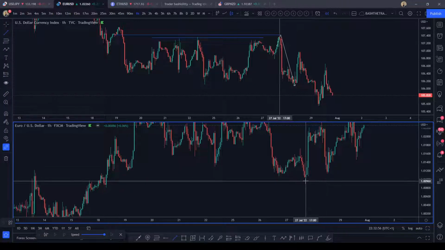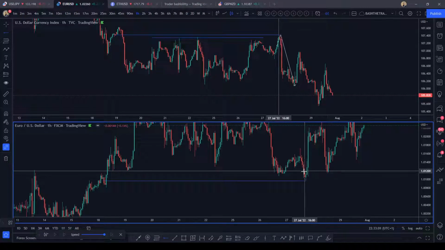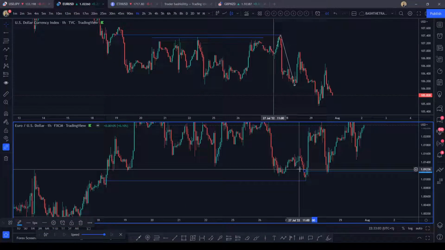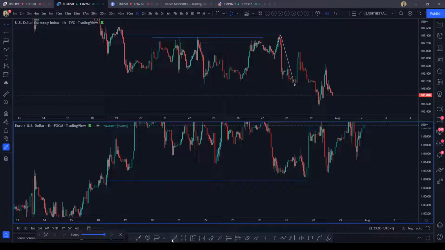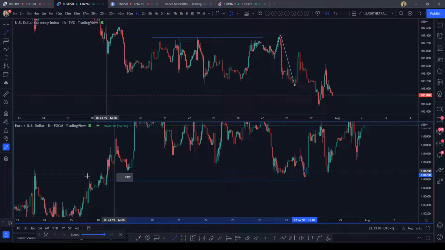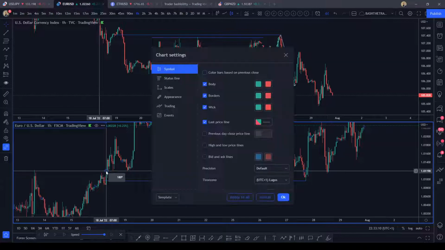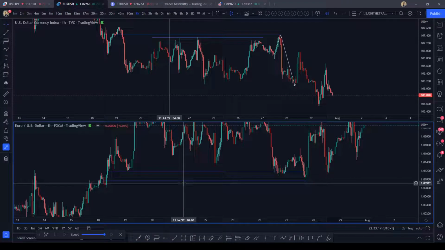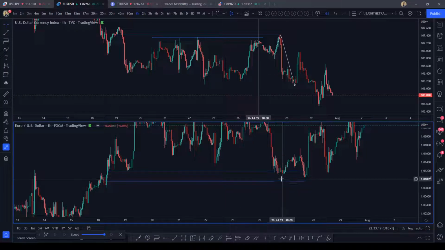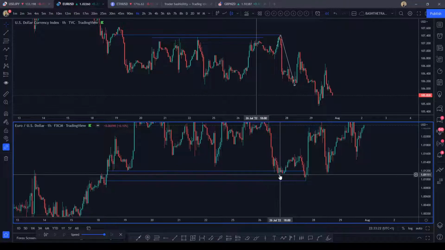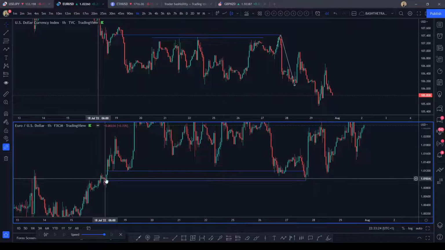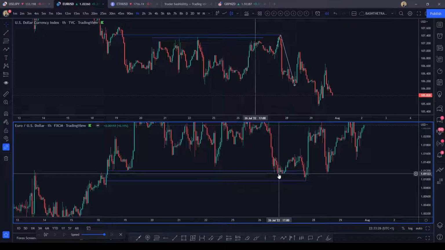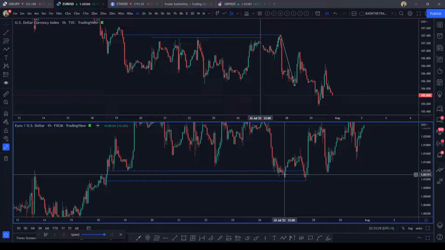Let's do it like this, and let's do it like this. Oh no, that's not what I wanted. I want the horizontal ray, so let's do it like this. Cancel. So good. You guys can see what's going on here, right? You can see that this area is a demand of price, right? There's a support. There's a support here. There's a support here holding the price, right?